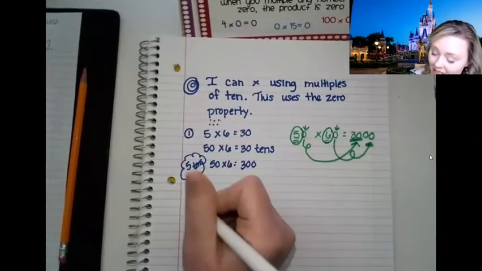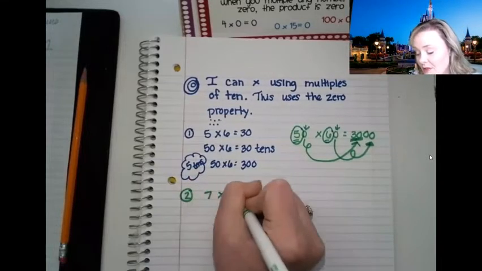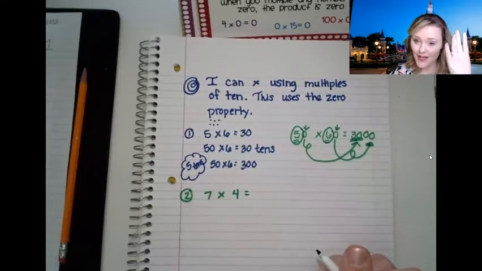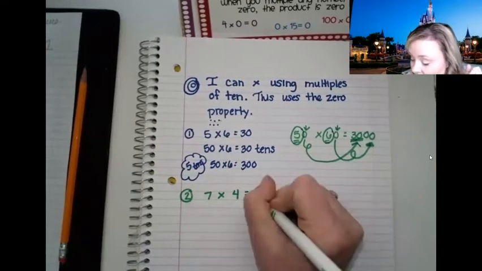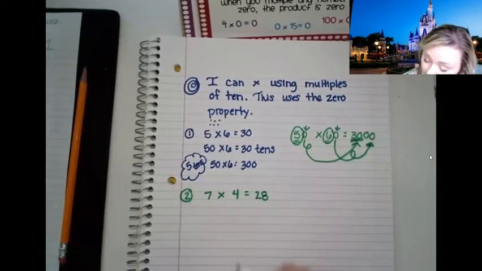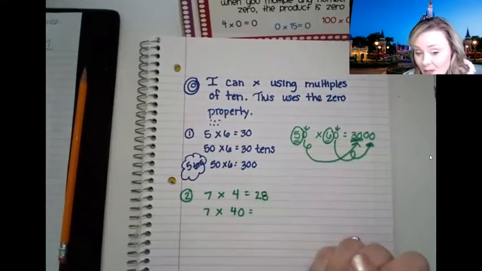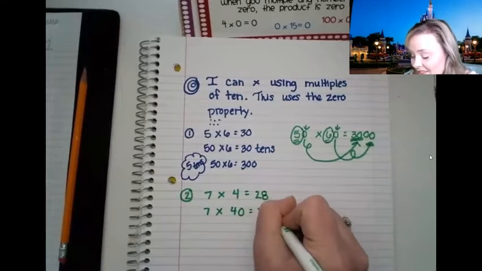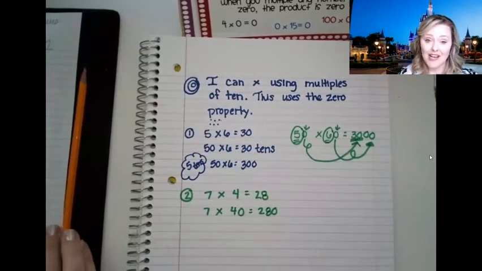All right, let's try that one more time. Let's go 7 times 4. 7, 14, 21, 28. So 7 times 4 is 28. So I can write that down, 28. So if 7 times 4 is 28, then 7 times 4 tens is going to be 280. Good job.